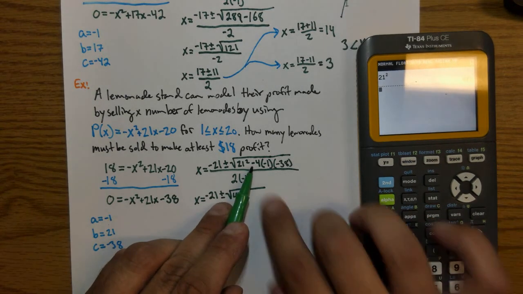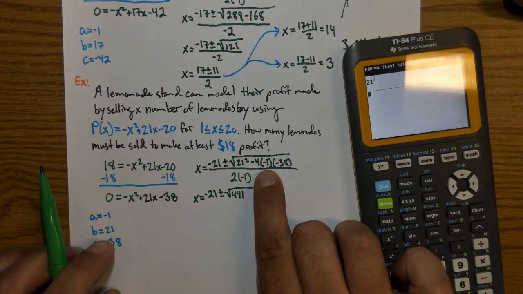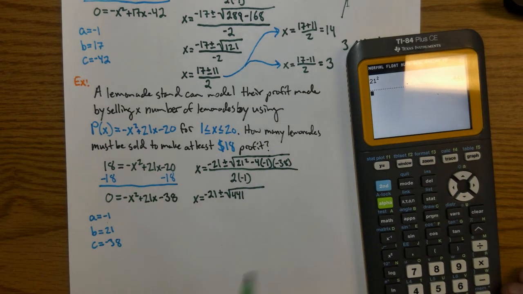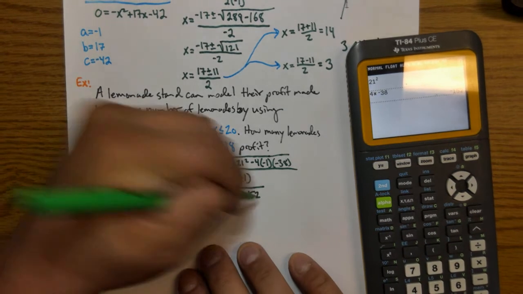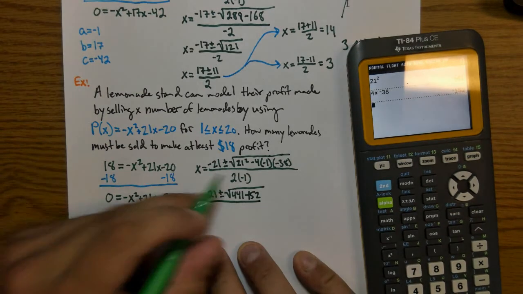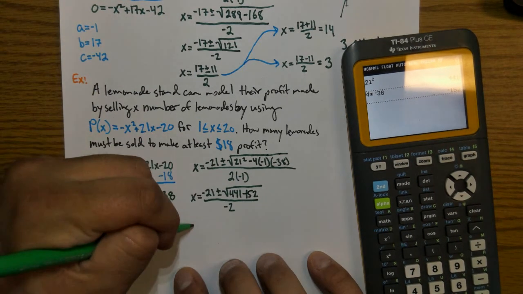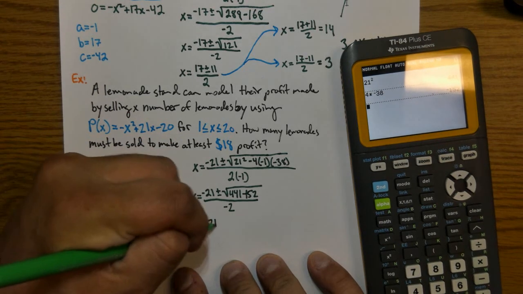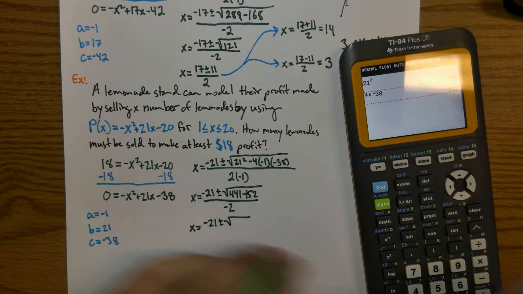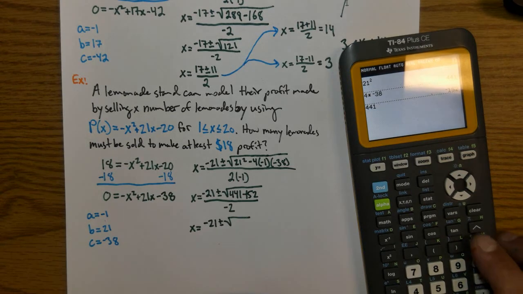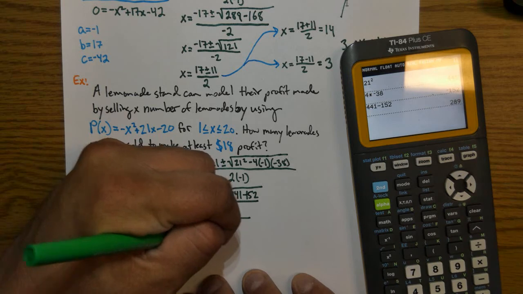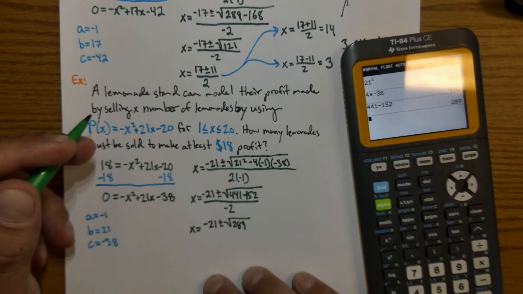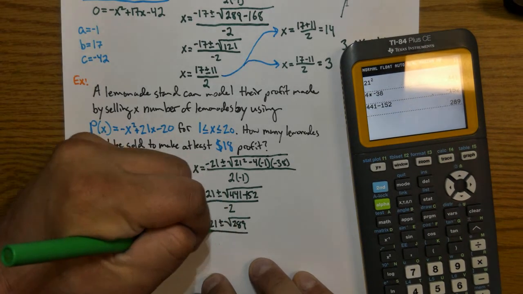Let's see here. So negative 4 times negative 1 is positive 4. Positive 4 times negative 38 is negative 152. All divided by 2 times negative 1 is negative 2. Continue simplifying. Negative 21 plus or minus the square root of 441 minus 152, which is 289, all divided by negative 2.